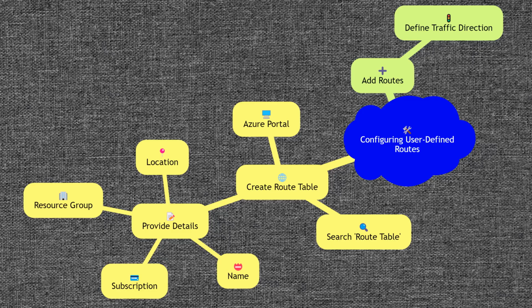To configure user-defined routes, you first need to create a route table in Azure. A route table is a collection of routes that define how traffic should be directed. To create a route table, navigate to the Azure portal, select Create a Resource, and search for Route Table. Provide the necessary details, such as the name, subscription, resource group, and location. Once the route table is created, you can start adding routes to it.